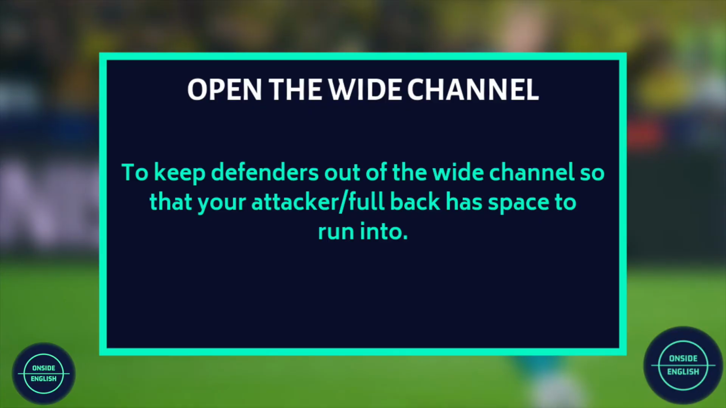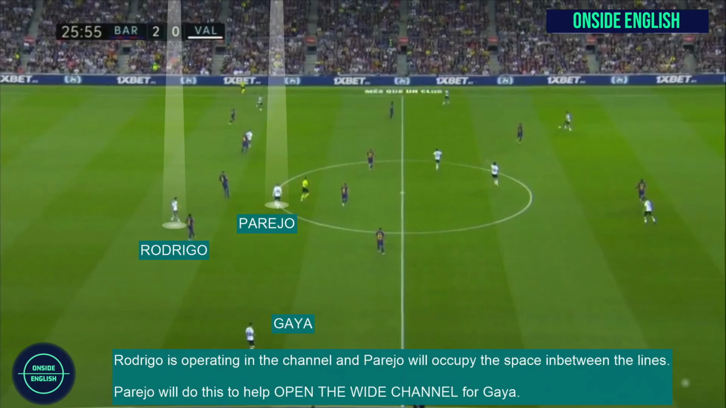Open the wide channel. So this is to keep defenders out of the wide channel so that your attacker or fullback has space to run into. You'll see here that Rodrigo is operating in the channel and Parejo will occupy the space in between the lines. Parejo will do this to help open the wide channel for Gaia on the left.